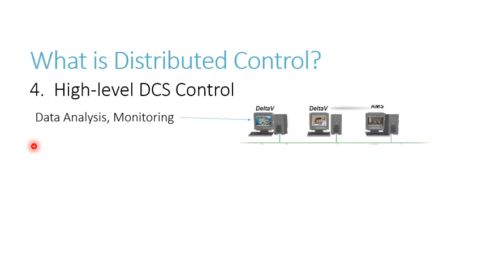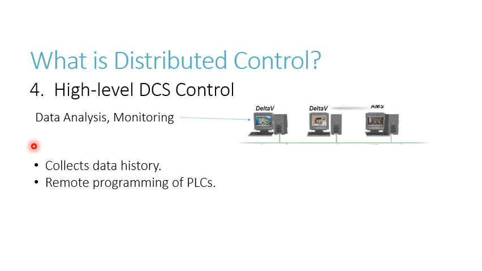That doesn't mean that these are the brain, so to speak, of the control system, because as we've already seen, the logic and the control is really located on the shop floor in the PLCs. What does this do? Well, it collects the data history, and it allows you to do remote programming of the PLCs so that technicians don't have to go out into the plant and plug into the PLC with a USB cable or something. It can be done from the central control room.